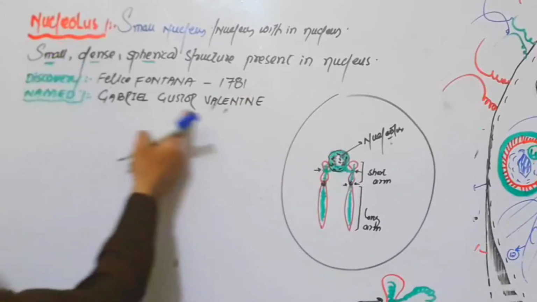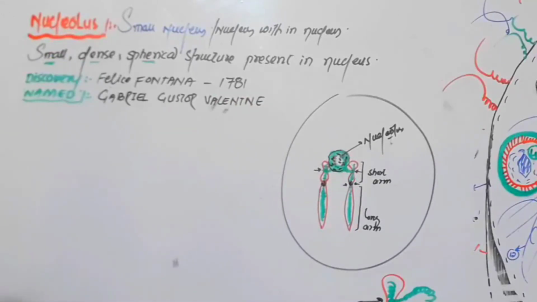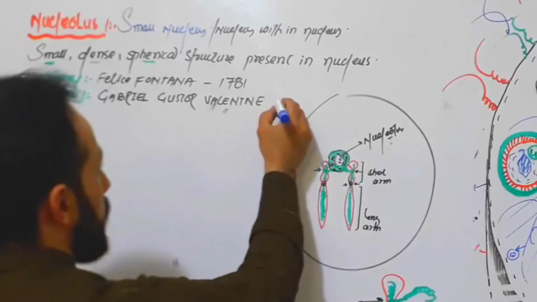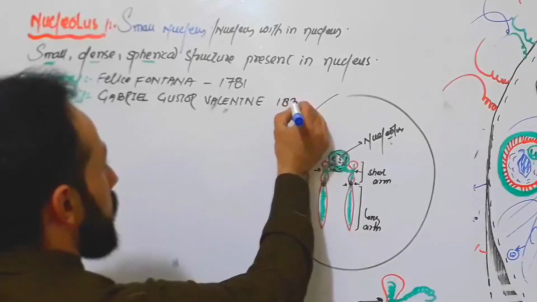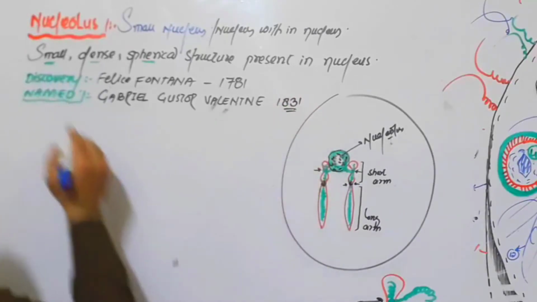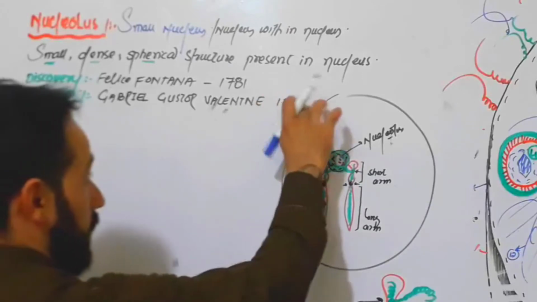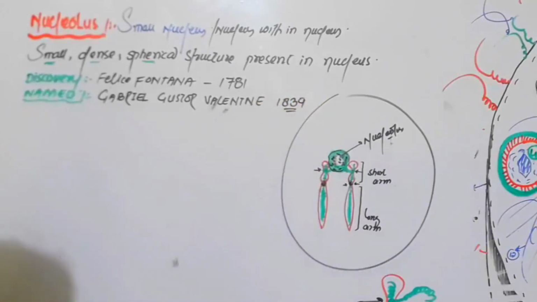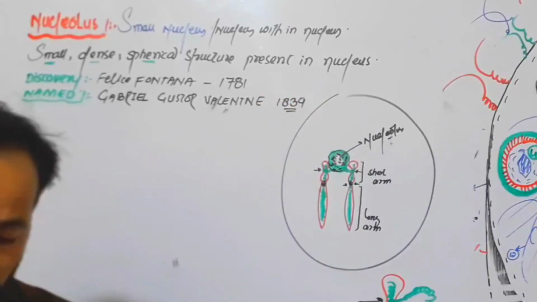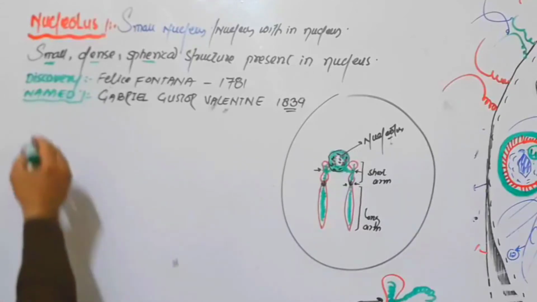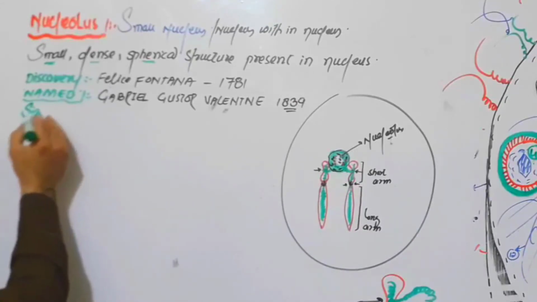So the nucleolus was named by Gabriel Gustav Valentin in 1831. I'm sorry, 1839. Right, friends? Then we ask what is the size of this nucleolus?